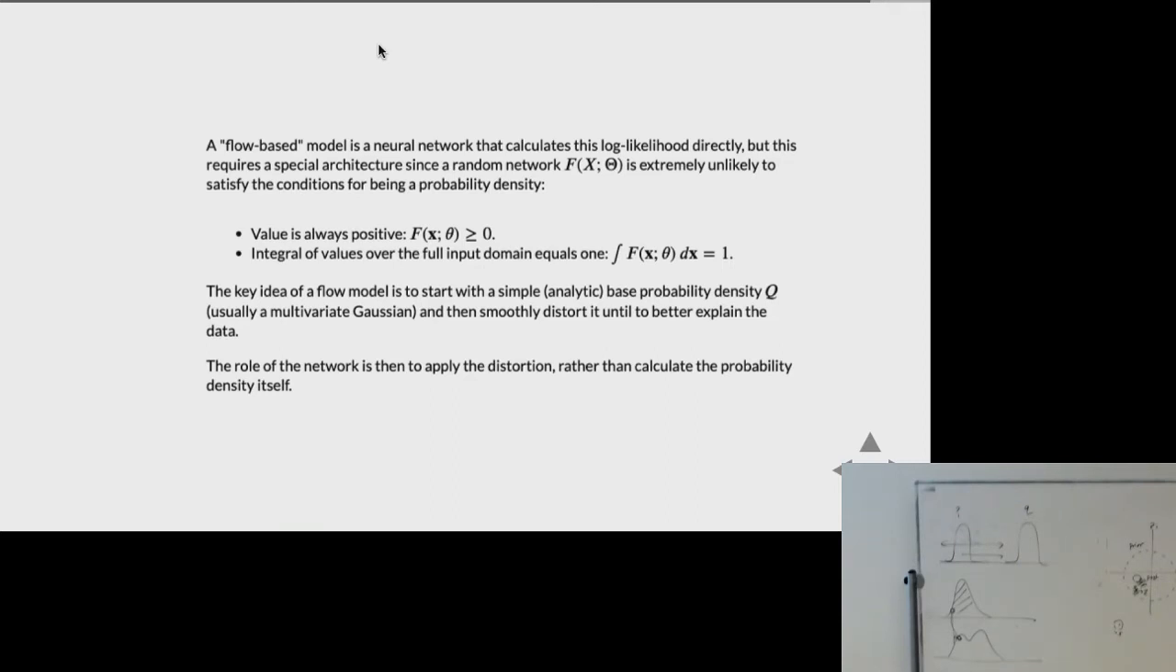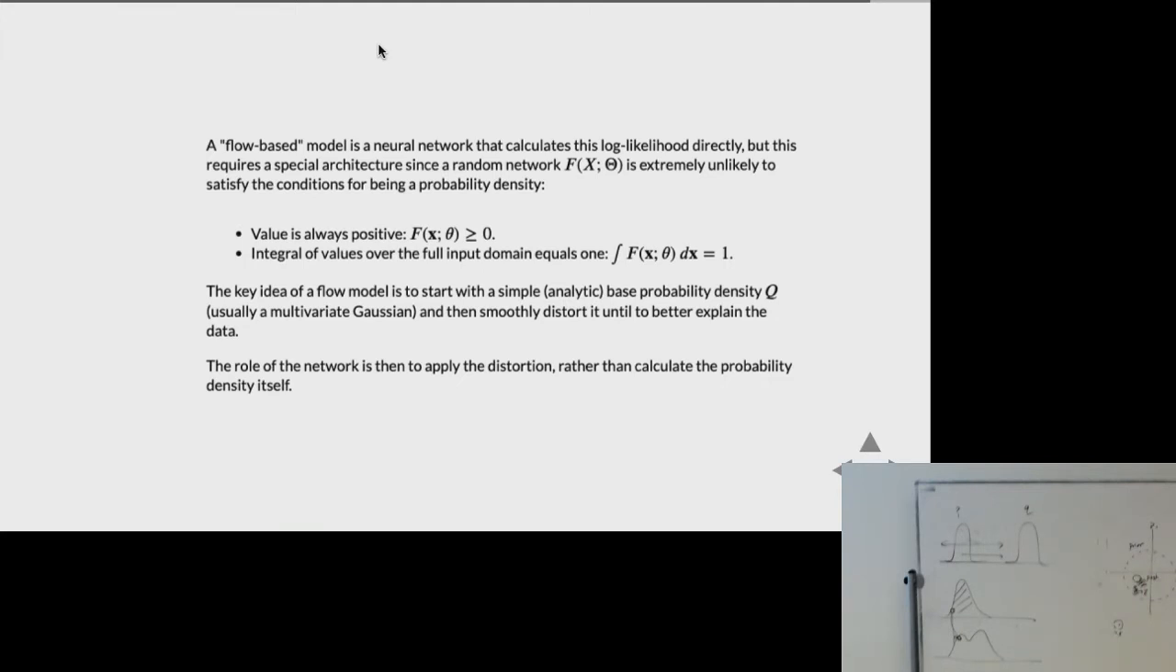So to be a probability density, you need to make sure the value is always positive. Okay, that's actually trivial to do. We just put ReLUs on the outputs, for example. But the hard thing is we need to make sure that the integral over the full domain of the data space is equal to 1, right? So that means if we were to feed in a large representative sample of data and add up all of the values that come out, they would always equal 1. And we need to maintain that while training as we vary the weights and the biases.